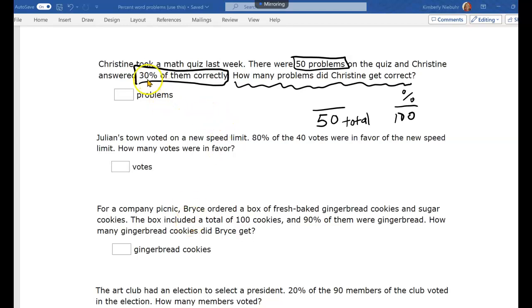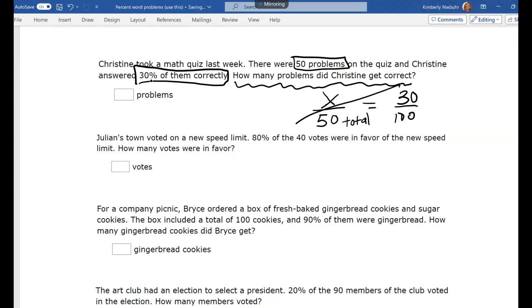What's our percent? 30. So 30 over 100. And then our total over here is 50. So we're going to set that equal to 30 over 100. We need to know how many problems did Christine get correct, okay? So instead of a question mark, I'm going to put a variable. We're solving for the variable. We're trying to figure out what x is. So it's not unknown anymore, okay?